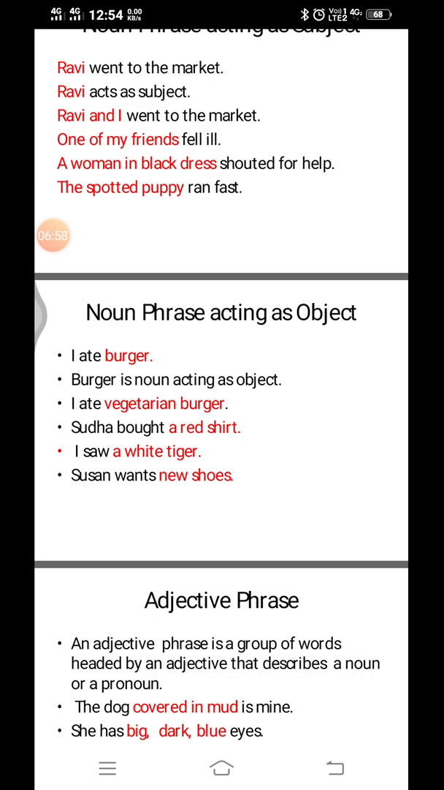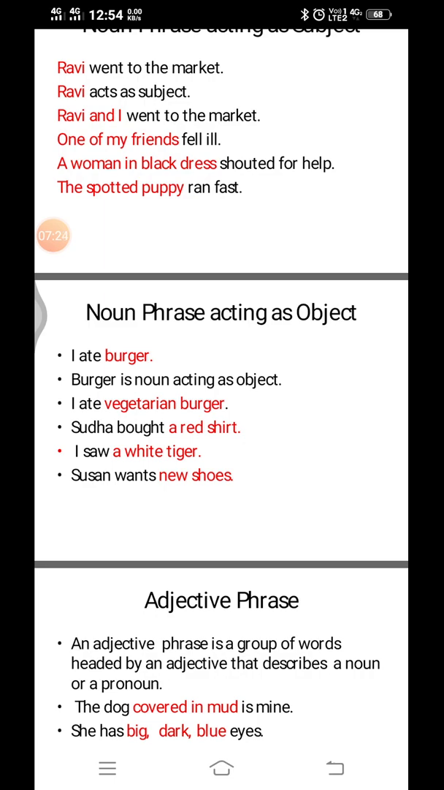She bought a red shirt. Now, I am asking the question from verb bought, what? Sudha bought what? I am getting an answer, a red shirt. So, a red shirt over here is acting as an object. So, this is a noun phrase acting as object, because a red shirt is a group of words, it's not a single word.